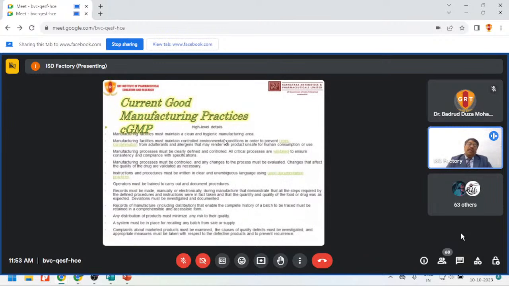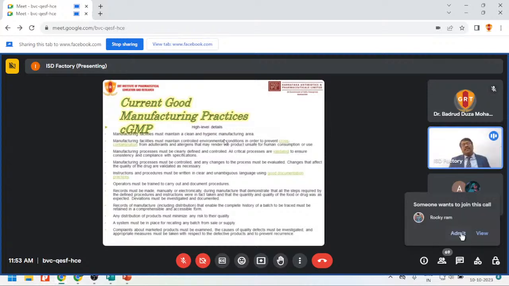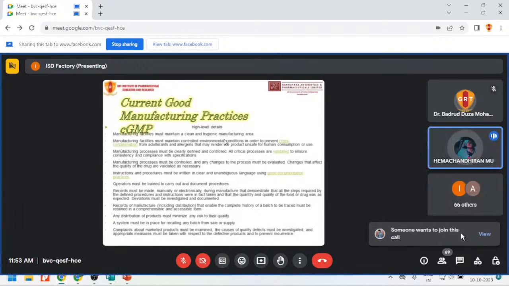This will be continuously monitored through the controlling systems, like the BMS, the building management system, and HVAC. All these HVAC systems and the building management system will be controlling. If one area has more pressure, or one area has a temperature problem, all these things will be controlled through the building management system, as well as the humidity. So the manufacturing process must be controlled.